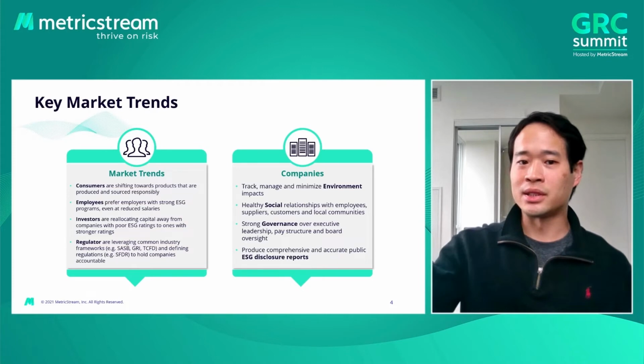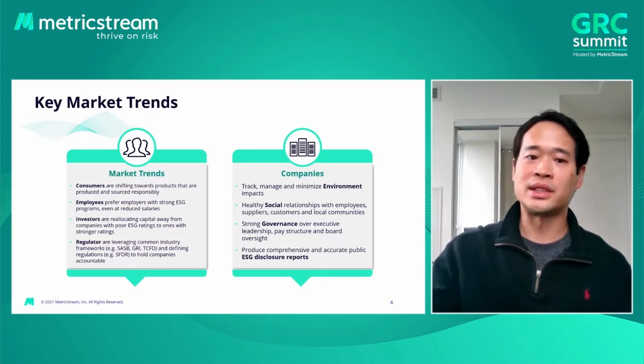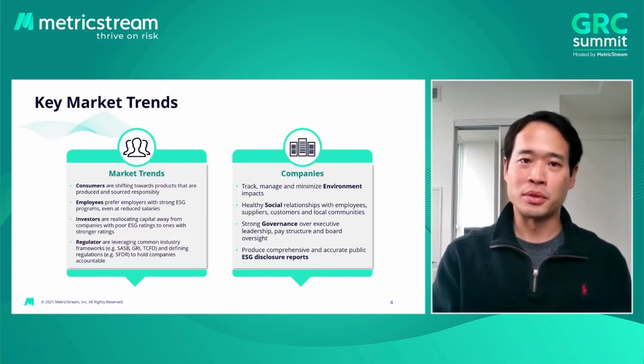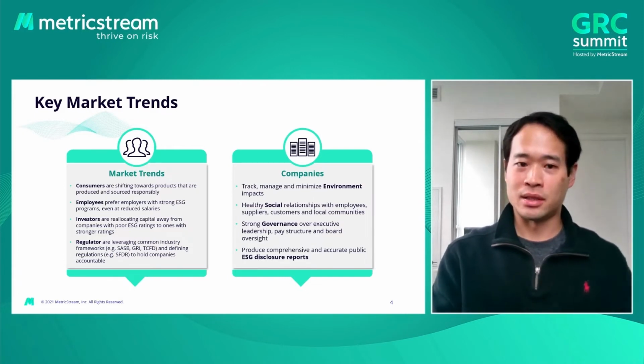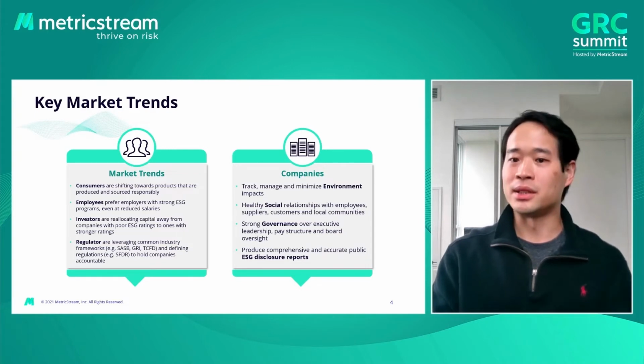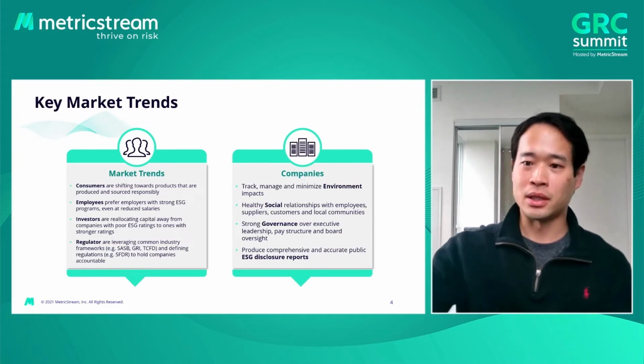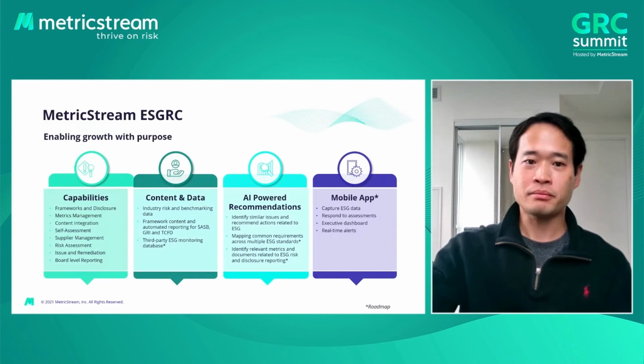Last but not least, on this list, there's strong governance over executive leadership, pay structure, board oversight, and having the right policy. As a GRC product company, we have very strong features, as we talked about in the six product lines that we saw on the previous slide.